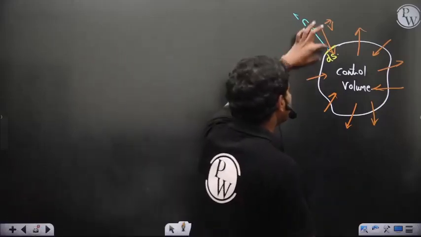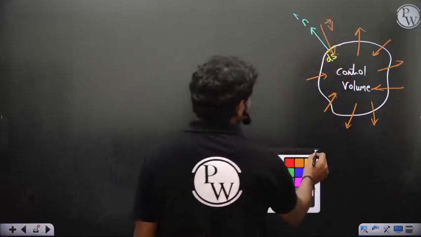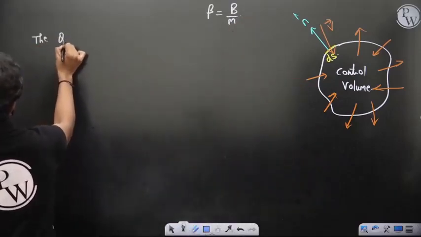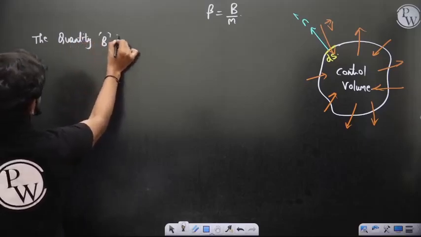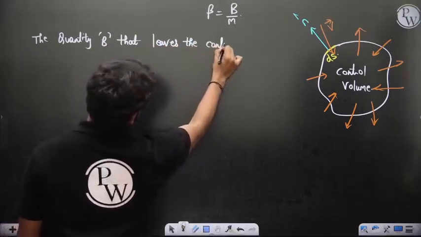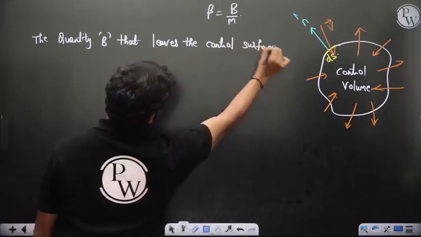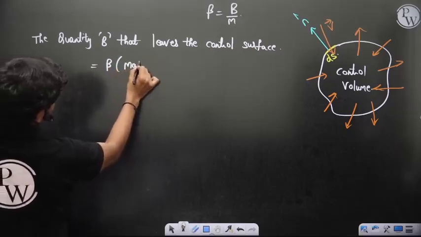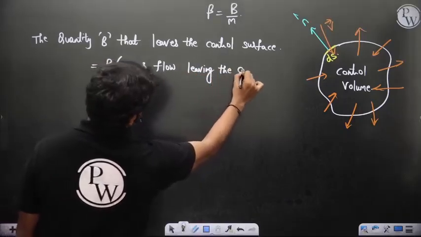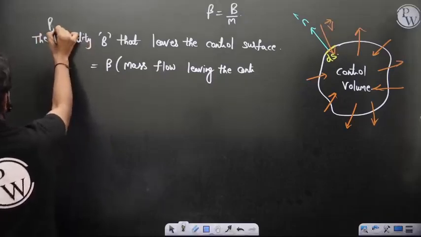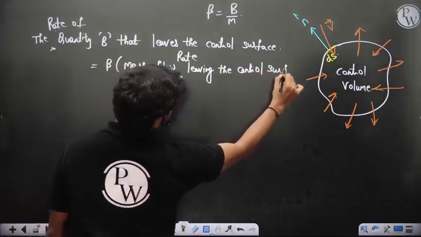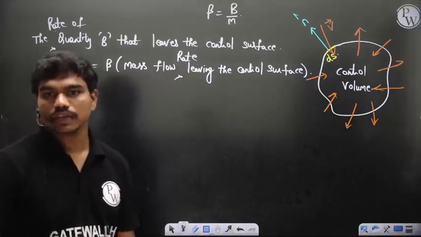Then if you focus on this small area dS, and β is the property per unit mass, the quantity B that leaves the control surface, can I write this as β times the mass flow rate leaving the control surface? Can I say this? Yes or no?